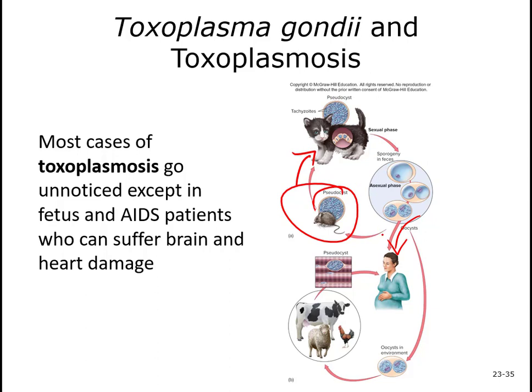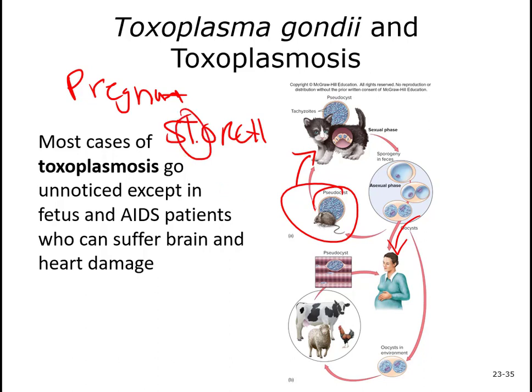Now, the most serious concern in terms of Toxoplasma gondii is in pregnant women. Remember we talked about that STORCH a couple lectures ago? The T in STORCH stands for toxoplasma, because this is one of those diseases that's transplacental. It can spread from mother to fetus, and that's where it becomes most concerning.